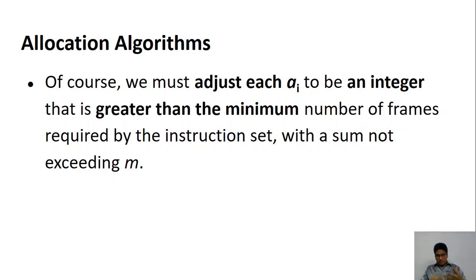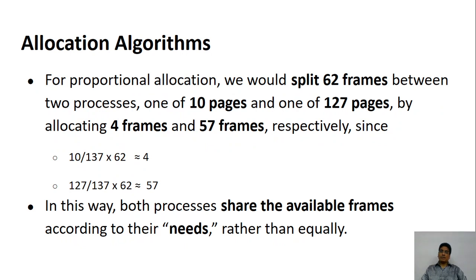Definitely, as you know, when you divide, you get fractions, and the fractions must be converted into integers in such a way that the total allocation does not go beyond the total available size of the memory. Just to give you an example, the same example, we had 62 frames with us, and there is one process that requires 10 pages, another requires 27 pages. You sum this, it is 137 total. So for the first process, 10 by 137 into 62, that is the total number of frames.